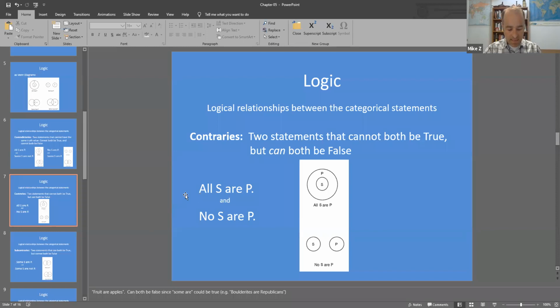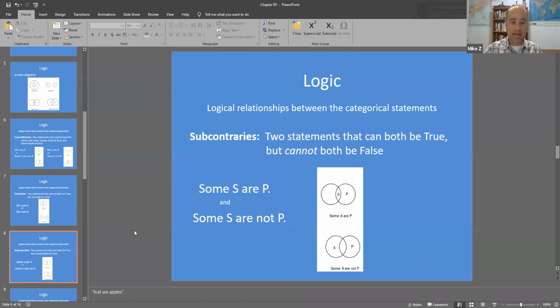So if it's false that, for example, all mammals are cats, then it could also be false that no mammals are cats. Because, as we know, some mammals are cats. So it is false. Indeed, in reality, we know it's false that all mammals are cats. And we also know that it's false that no mammals are cats. So they can both be false.